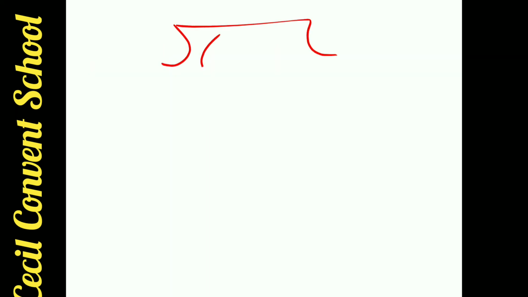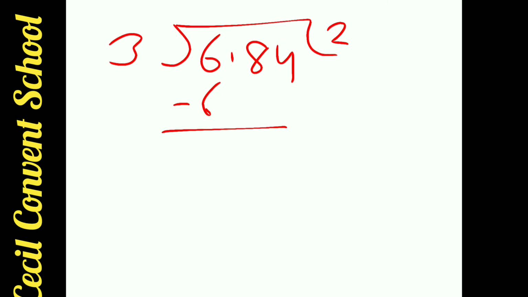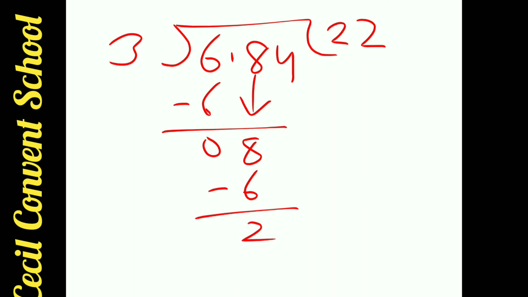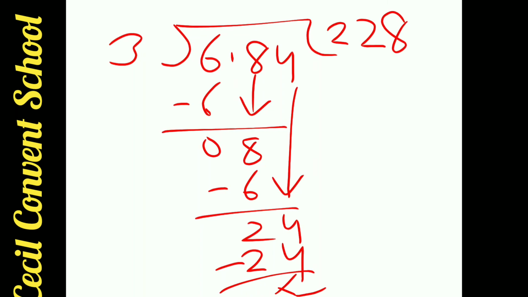6.84 when you divide by 3, 3 2s are 6, minus it, answer comes 0. Now you take 8 down, don't see decimal, decimal we will put at the end. 3 2s are 6, again minus, answer comes 2, 4 come down, 3 8s are 24. Now your answer comes 0. So decimal is after 2 numbers, so your answer will be 2.28. This is your answer. Clear?